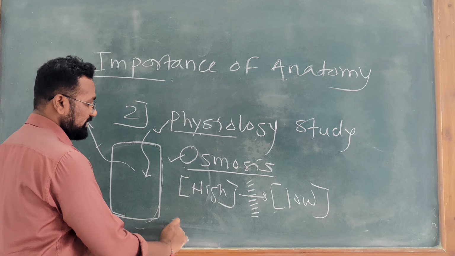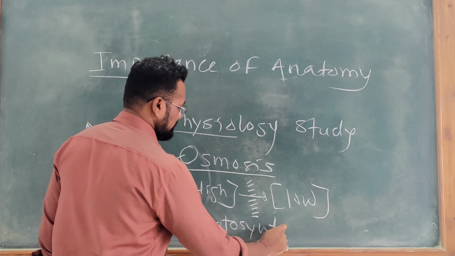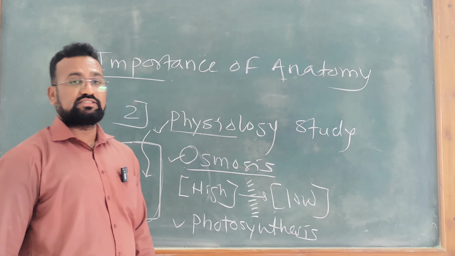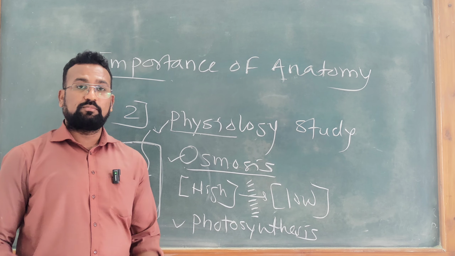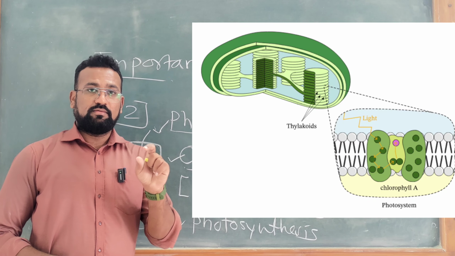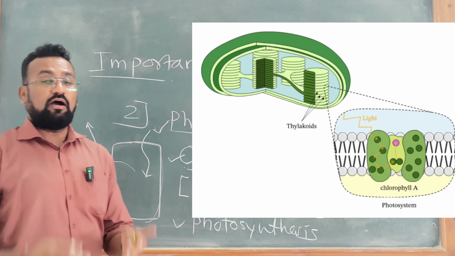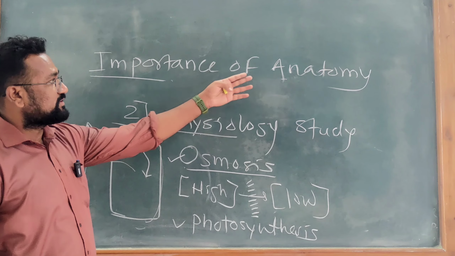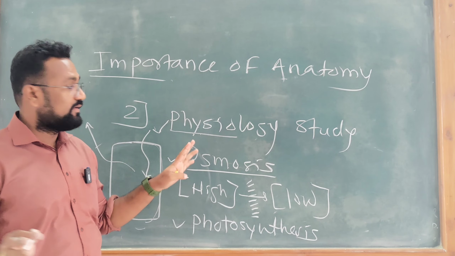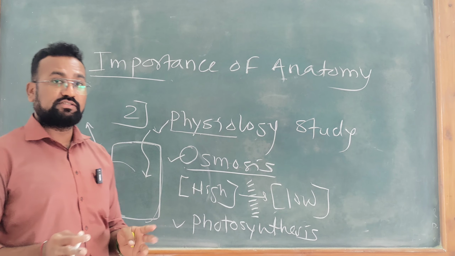Likewise, like osmosis, we have photosynthesis. Everyone knows that photosynthesis takes place in the plant where chlorophyll pigments are present, inside the chloroplast organelle, in the thylakoid membrane, as I have presented here. How do we come to know this? Because of anatomy study. So anatomy should be very clear when you are going to study plant physiology. So that was the second application of anatomy.